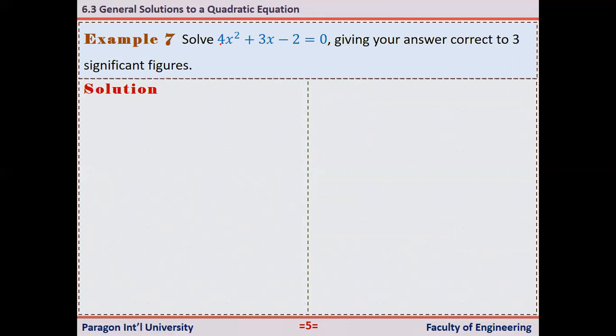Here a is equal to 4, b is equal to 3, and negative 2 is c. First we need to evaluate delta. Delta is equal to b squared minus 4ac. b is 3, so 3 squared minus 4 times a, which is 4, times c, which is negative 2. That is 9 plus 32, which is equal to 41.